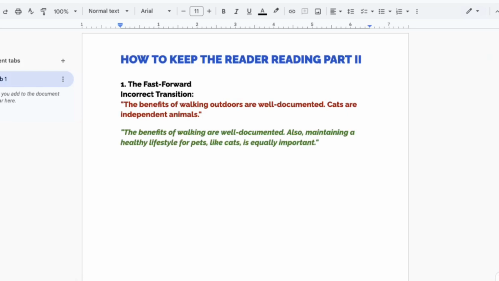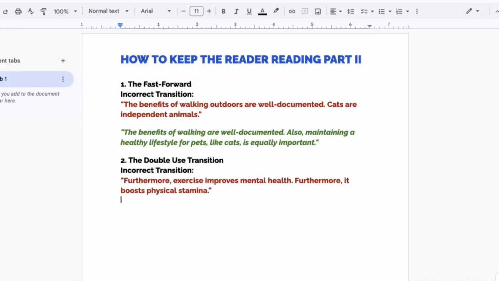Next, I call it the double use transition, okay? I see this happen a little bit frequently, so I just want to make sure that you have some variance in your writing. The double use transition is overusing, well, you'll see. Furthermore, exercise improves mental health. Furthermore, it boosts physical stamina. So the repetitive use of furthermore makes the writing a little bit monotonous.